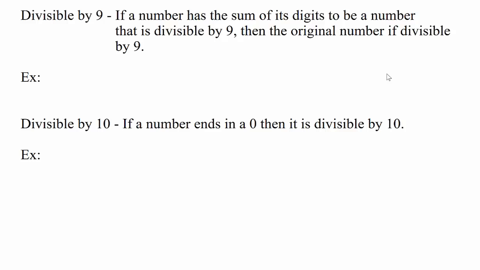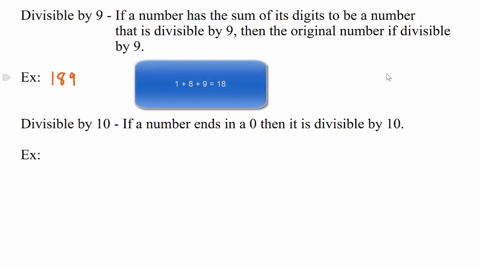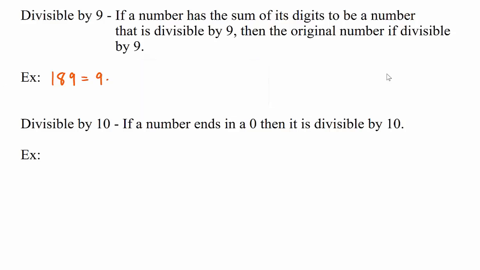The final two divisibility rules are 9 and 10. Now, a number is divisible by 9 if the sum of those digits in that number is also divisible by 9. So as an example here, let's look at 189. If I add up the 1 and the 8, I get a 9. 9 and another 9 make 18. 18 is divisible by 9. Therefore, I know that this number is divisible by 9.